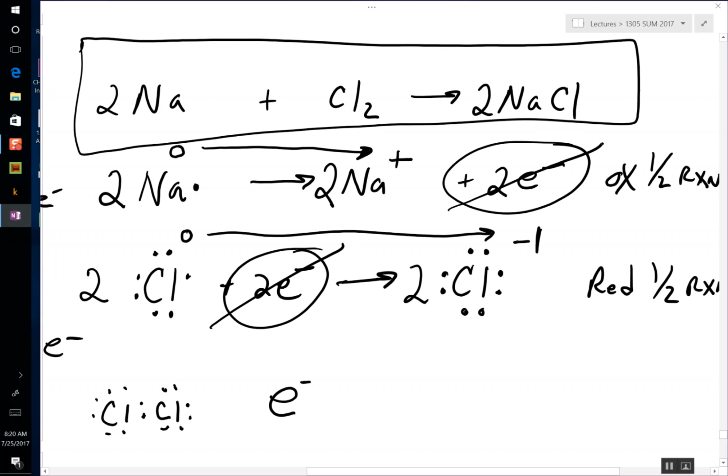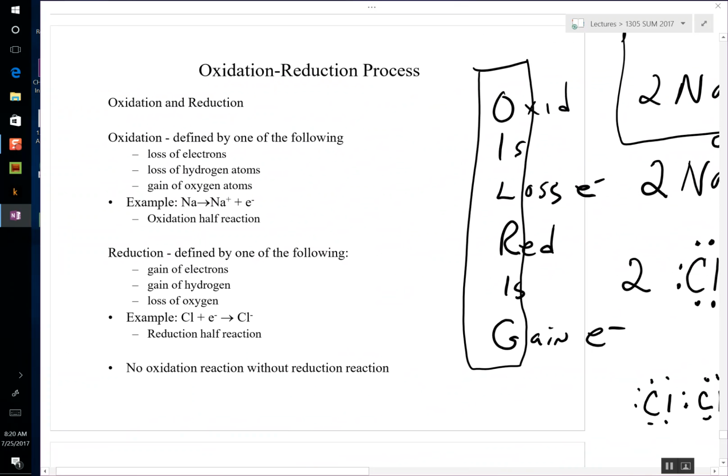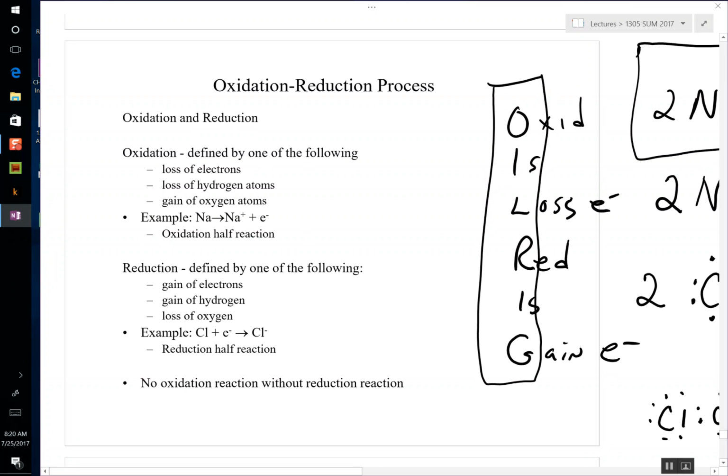Two are being lost, 2 are being gained. They balance each other out. Those are the same 2 electrons, the 2 that the chlorine is gaining. That's oxidation and reduction. It goes together. It's like a debit and a credit out of a checking account. They go together. No oxidation reaction without a reduction reaction.